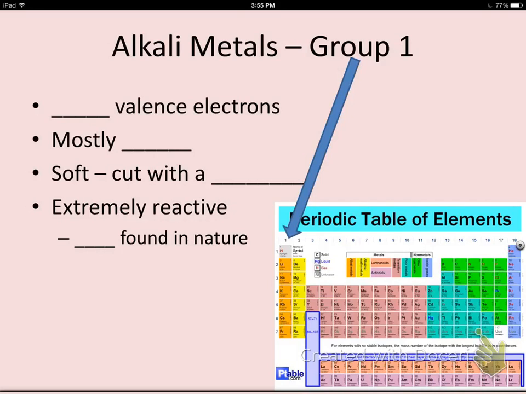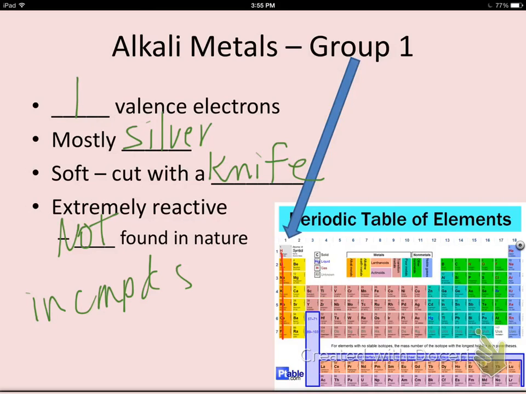Alkali metals are group 1, the first column in the periodic table. They have one valence electron. They're mostly silver. They are so soft that they can be cut with even a butter knife. They are the most reactive metals, so reactive that you don't find them free in nature, because they bond with things around them. So you're not going to go mine sodium. You're going to find sodium in sodium compounds, sodium carbonate, sodium chloride, and you get the sodium from decomposing that compound.